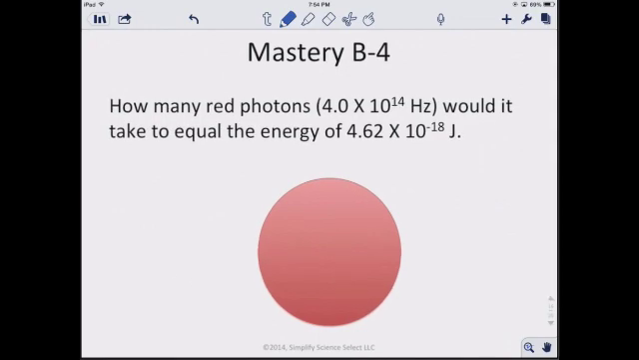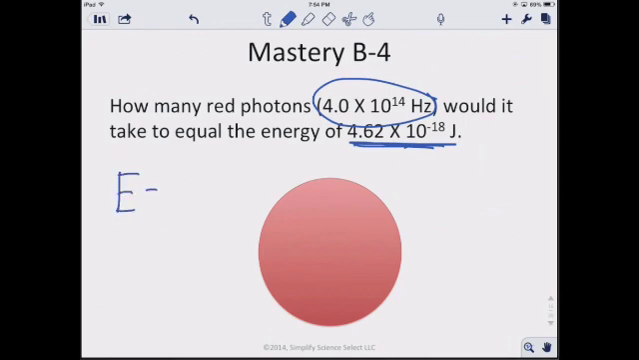On to the next one. It says how many red photons, and it gives us the frequency here, would it take to equal the energy of 4.62 times 10 to the negative 18th joules? And so what we are trying to do is find out, the equation that we've been using is just for a single photon. And so we want to know how many photons it would take to equal that amount of energy. So what we can do is find the energy of one photon, and then just divide. So energy equals Planck's constant times our frequency.